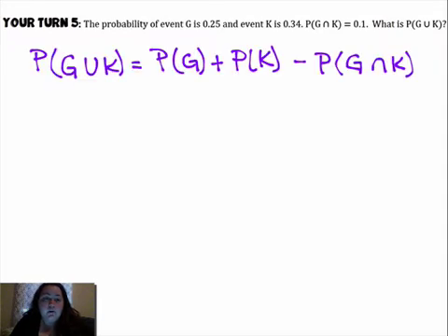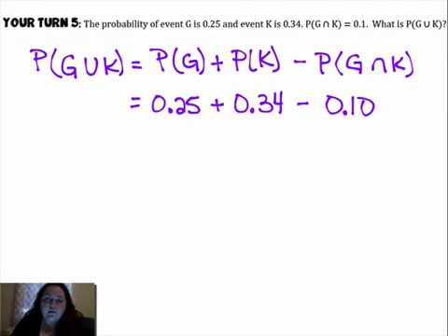Alright, well, probability of G or K equals the probability of G plus the probability of K minus the probability of G and K. So they gave me all these pieces. So probability of G is 0.25, K is 0.34, and the intersection is 0.1. So if I add them and subtract, I get 0.49, or 49%.